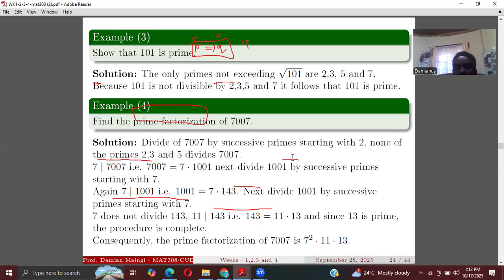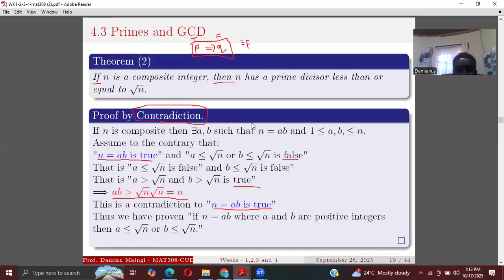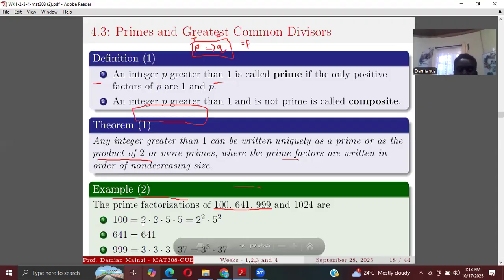Then you divide this by the next primes. In this case, you divide by 7 again, you get this. Next, you divide by 7 if it is possible, and it is actually possible. So 7 does not divide 143, but 143 is 11 times 13 if you divide by the next prime. So it turns out that you actually factorize this number into prime powers, something I've not told you here.